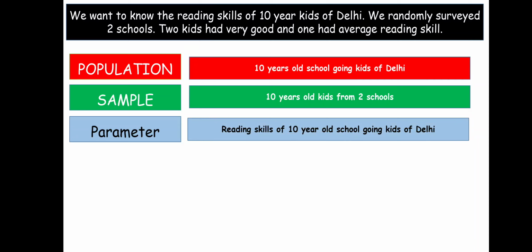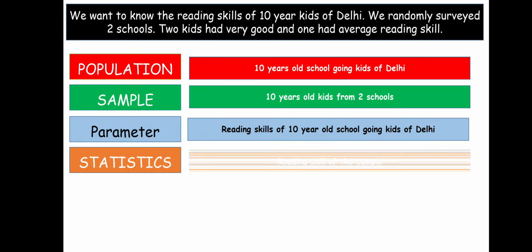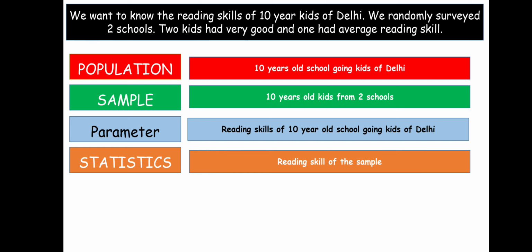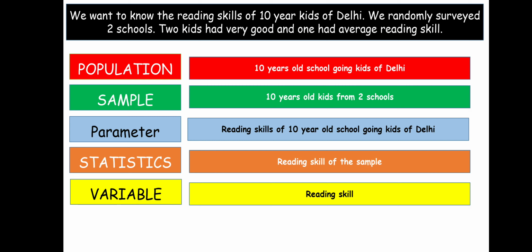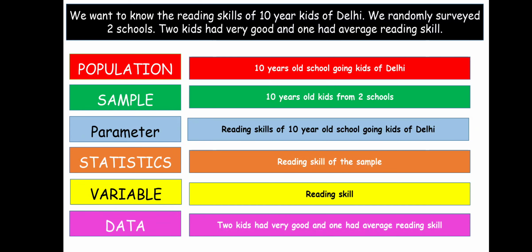Parameter will be the reading skill of 10-year-old school-going kids of Delhi. Statistics will be the reading skill of the sample, that is, the reading skills of the 10-year-old kids of the two schools which we are surveying. What will be the variable? Variable will be the reading skill. And what is the data? Data we got is two kids have very good and one has average reading skill. This is the data, and this is how we are doing the thing.